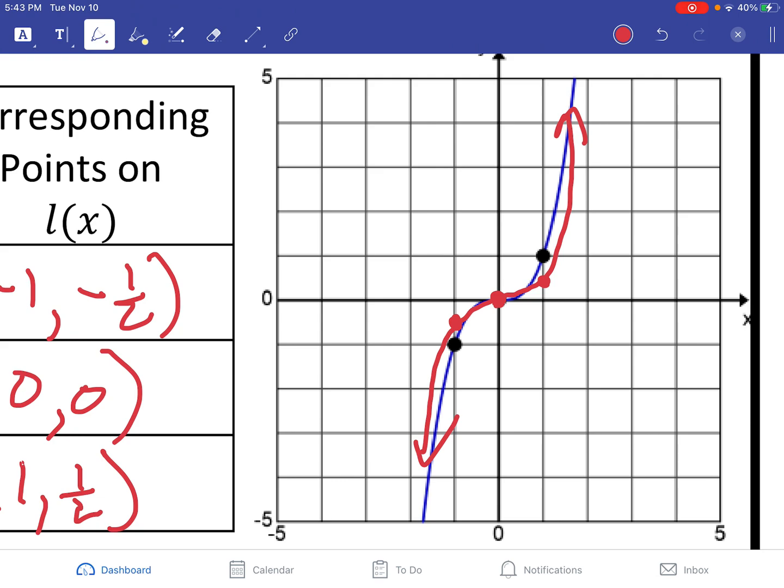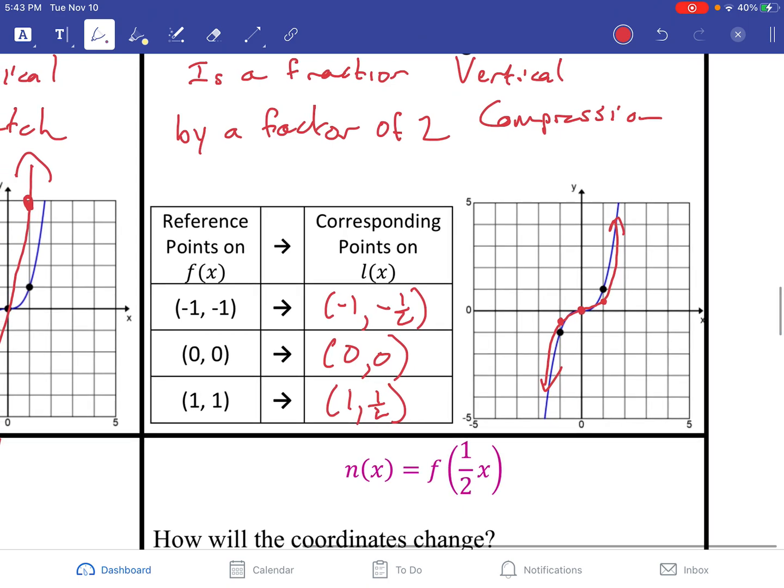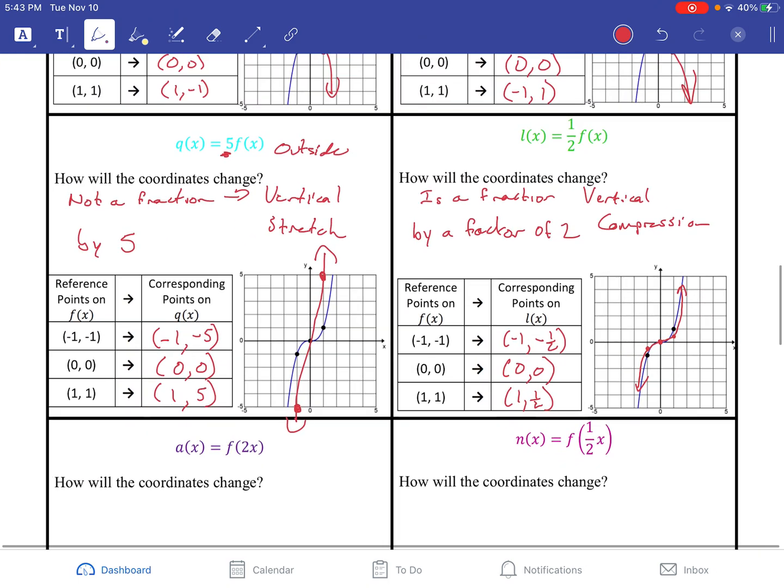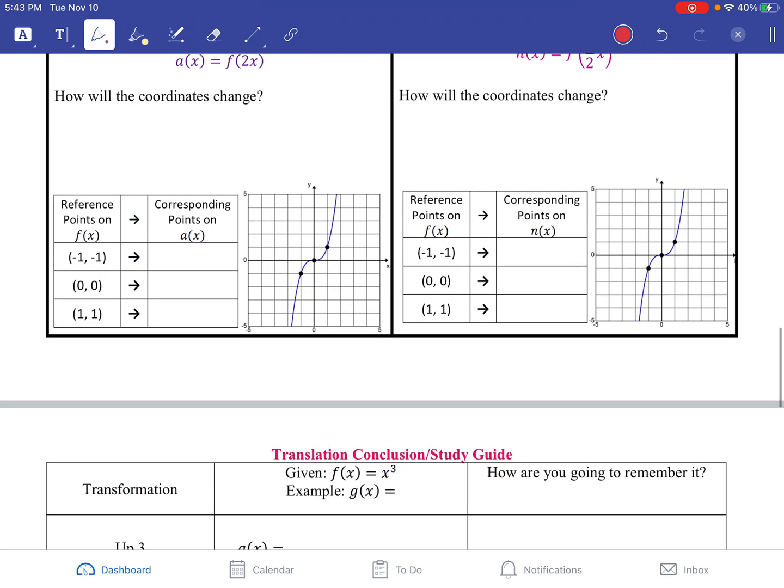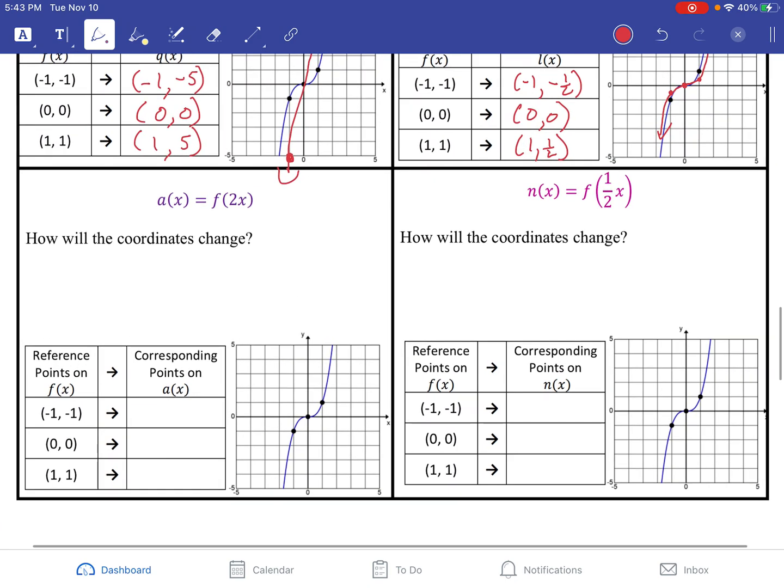Okay, so we've shrunk the space that it's going to take to get to those points by 1/2. All right, we got 2 more. Now you'll notice that this is an inside. So we're on the inside now. And inside functions or inside transformations affect the x-axis.